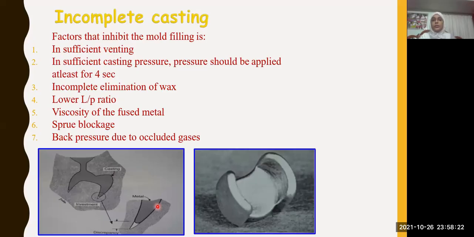The other defect you can see is incomplete casting. It can be because of insufficient venting, insufficient pressure, incomplete elimination of wax, or you have not used the proper liquid powder ratio of your investment, or your fused metal is too viscous, or the sprue is blocked because of some foreign bodies or other contaminations, or some gases have occluded inside. All these could be the result of incomplete casting. So instead of a casting like this, you get rounded castings like this. So these could be the causes.